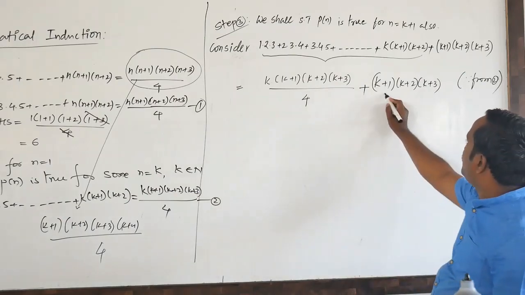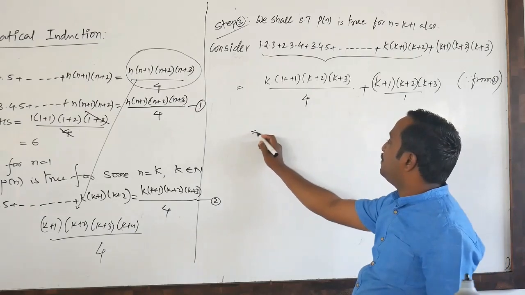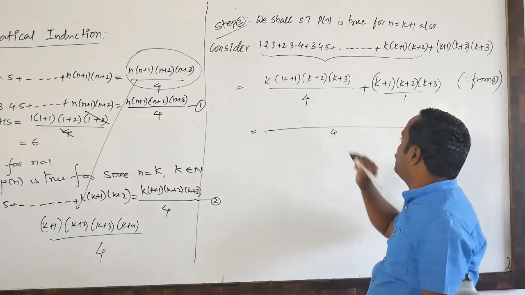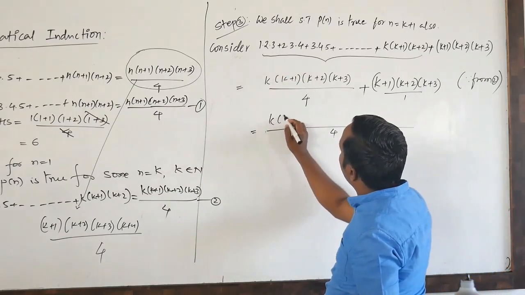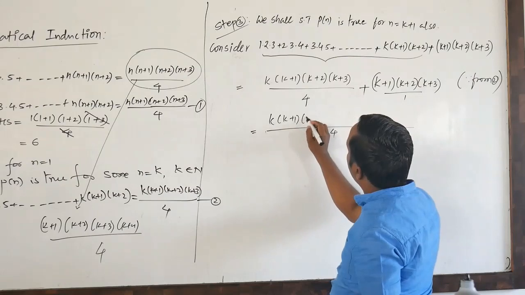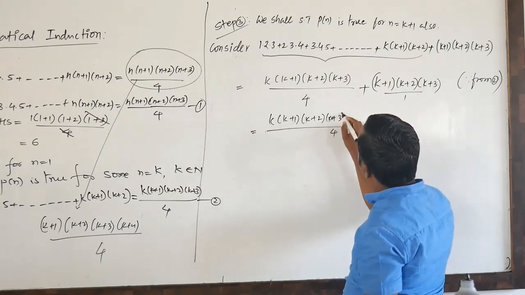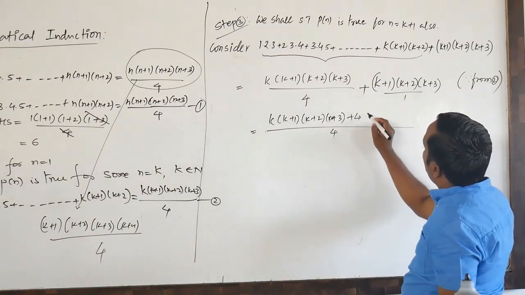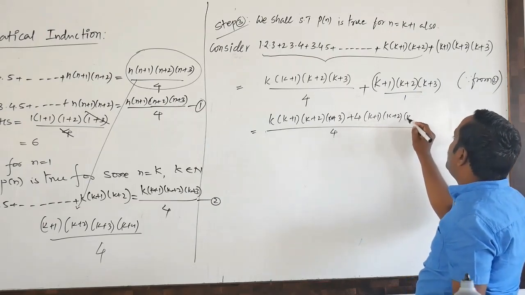So simplify. For simplification, take the LCM. The LCM of 1 and 4 is what? 4. So keep the term as it is: k into (k plus 1) into (k plus 2) into (k plus 3), plus the LCM under 4. So 4 into (k plus 1)(k plus 2)(k plus 3).